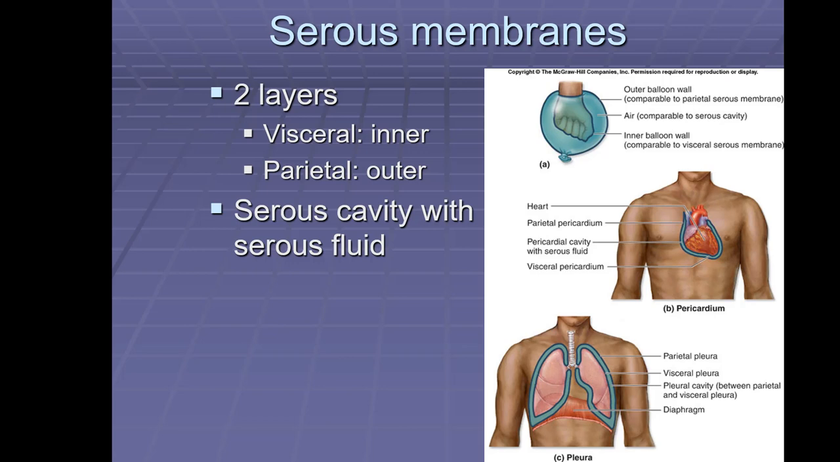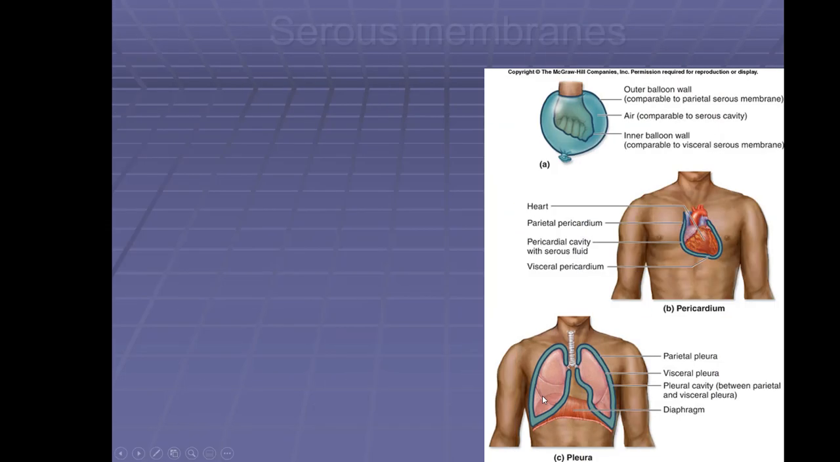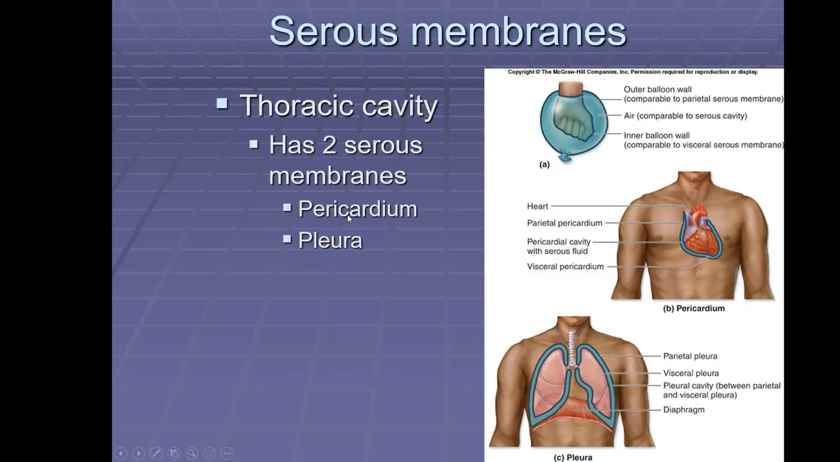The three major serous membranes that we have: one surrounds the heart, it's called the pericardium. One surrounds the lung, it's called the pleura. Those two are shown here in this picture. Just like we name those layers, if we're talking specifically about the heart, we have a parietal pericardium and a visceral pericardium. Talking about the lungs, we have a parietal pleura and a visceral pleura, along with the pleural cavity.